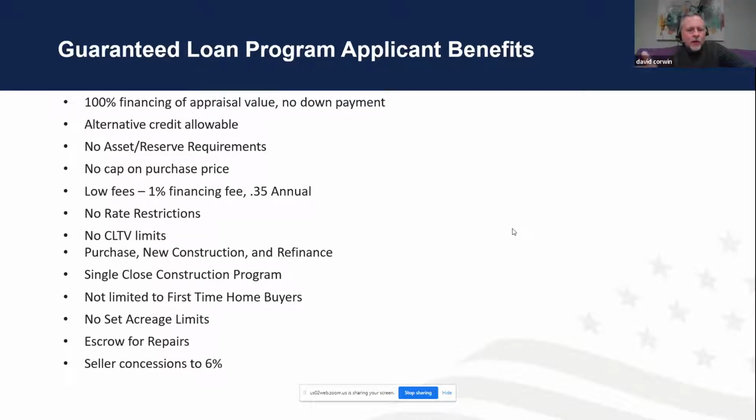Not limited to first-time home buyers. That's a common misconception out there for people who don't know the program very well. It's not just for first-time home buyers. And you can actually own one other home, no more than one other home, as long as that other home is not financed by USDA, our direct program, the guaranteed program, anything, not in any way financed by USDA. And the home they're purchasing now is the one they're going to live in as their primary residence.